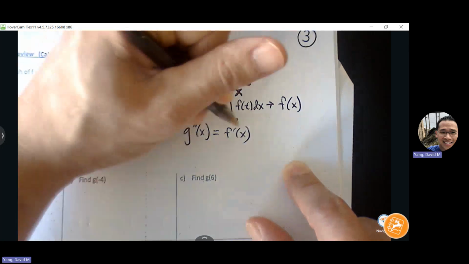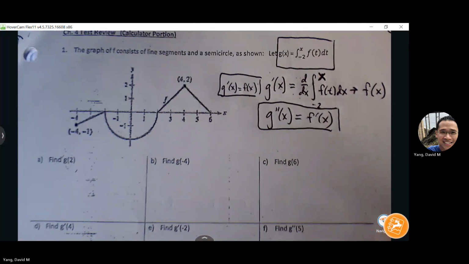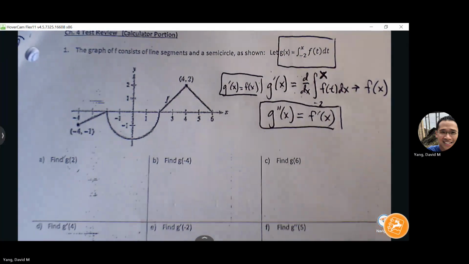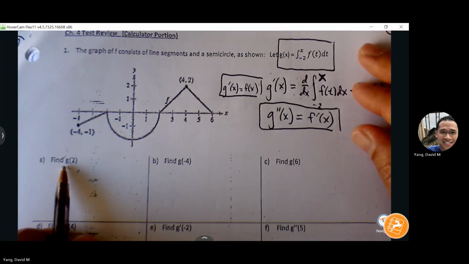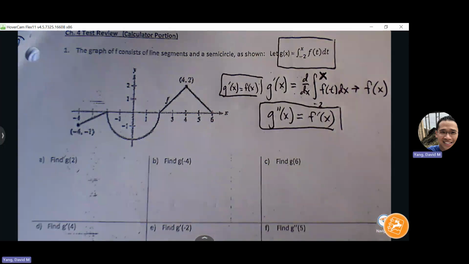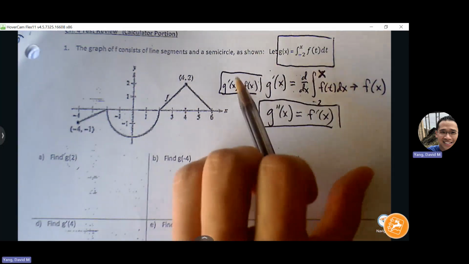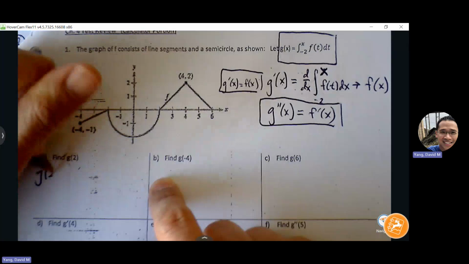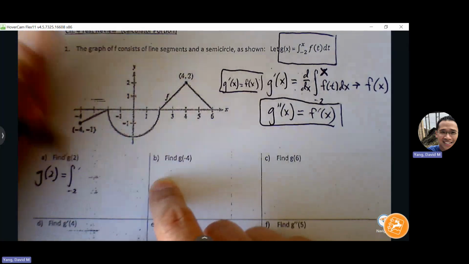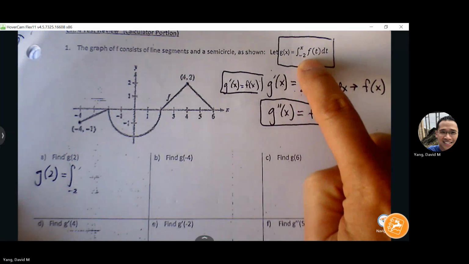Okay, so we have 3 definitions that we're going to refer back to over and over again between A and F. So then part A says find G of 2. Which definition are we going to refer to? First, second, or third? First one, right? G of X is not asking for G prime, it's not asking for G double prime. So G of 2, just follow what the rule says. Integral from -2 to what? -2 to 2.